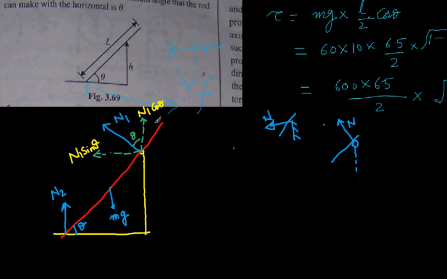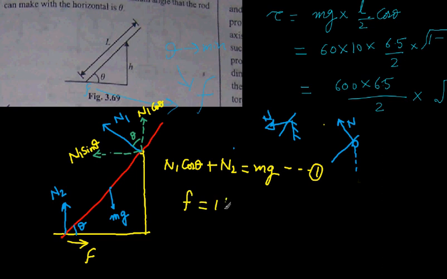Now just simply balance the forces in the x direction and y direction. In the y direction, N1 cos theta plus N2 should be equal to mg. That is equation number one. And then you have a friction in this direction, which is F. So F should be equal to N1 sin theta. This is equation number two.